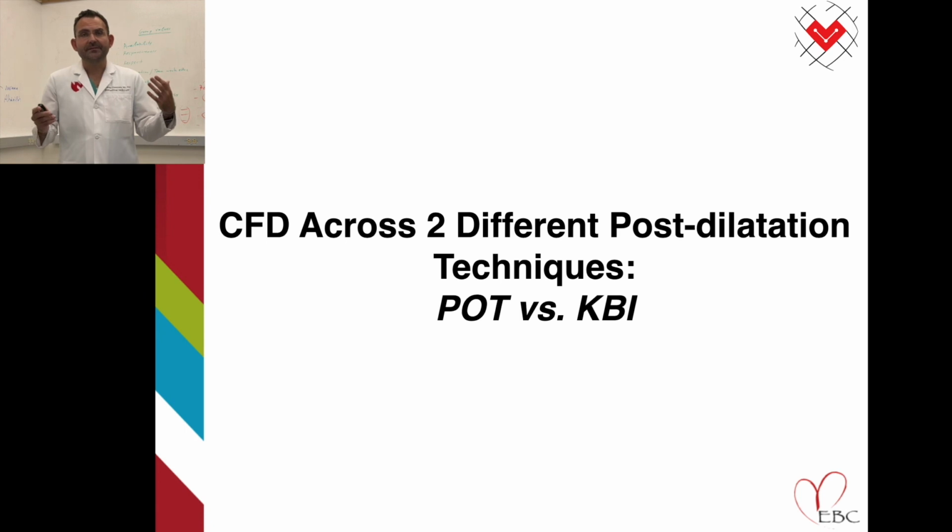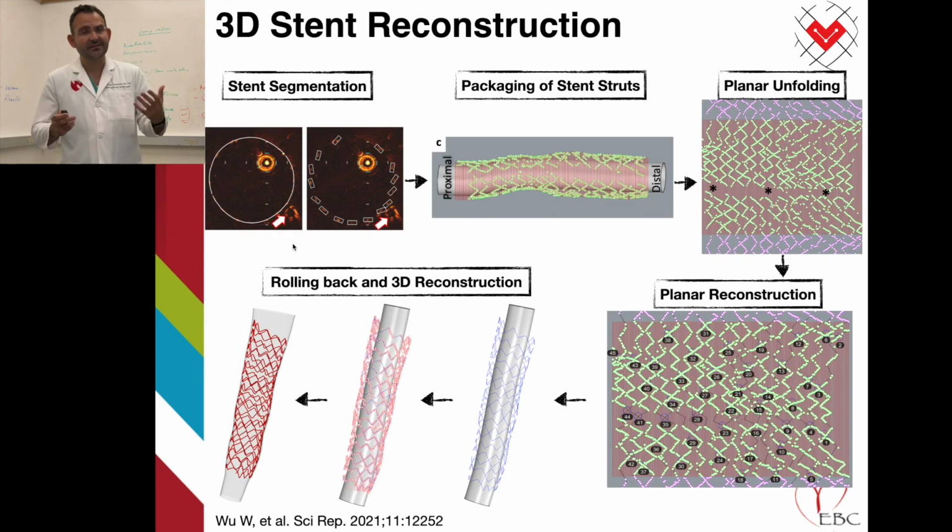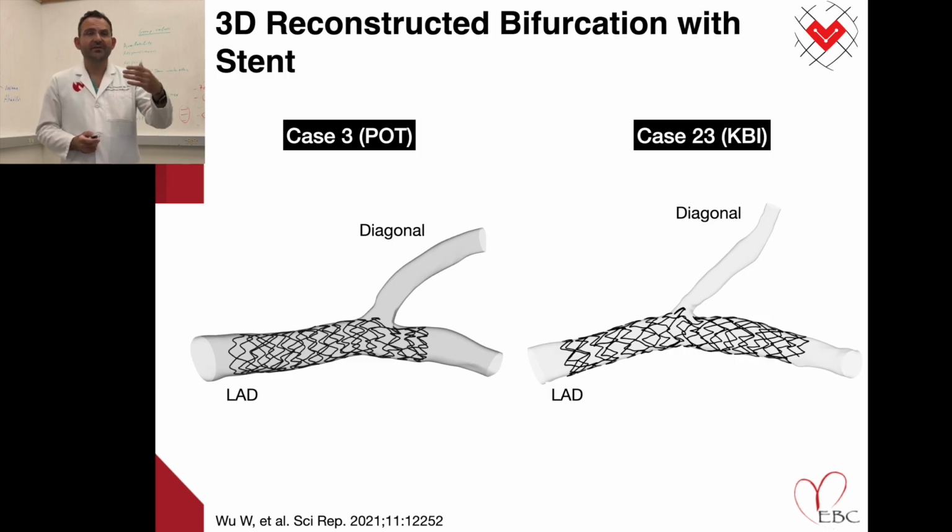Not only do we compare different stent techniques, but also different post-dilatation techniques like POT versus kissing. That's a study for which the data we use come from the ProPOT study, where 120 bifurcation lesions coming from patients were post-dilated either with POT or kissing balloon inflation, 60 with POT, 60 with KBI. Using our sophisticated algorithms, we 3D reconstruct the implanted stents using OCT. And then here is an example of the 3D reconstructed stent by OCT in a patient with a POT and a patient who had post-dilatation with KBI.